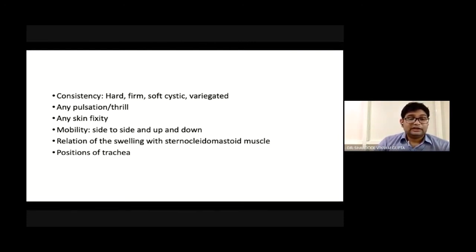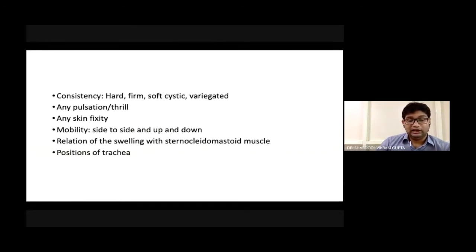And you'll then look for any pulsation and thrill of the swelling, any skin fixity, and movement of the swelling, whether the swelling is moving side to side and up and down or not. And you'll see the relation of the swelling to the sternocleidomastoid, whether it is going deep to the sternocleidomastoid, as a thyroid swelling usually does. And you must look for the position of the trachea.